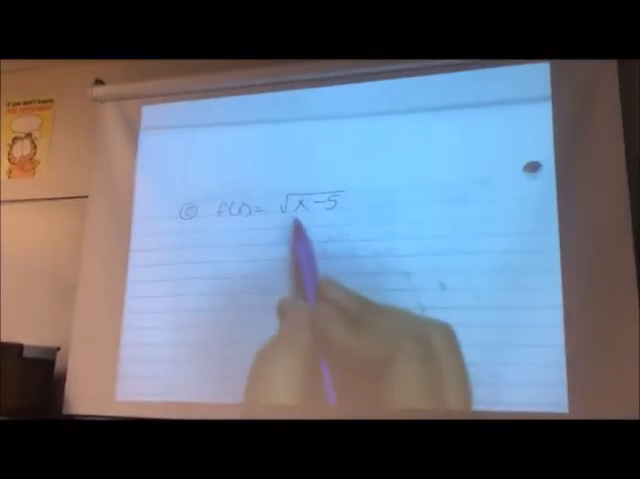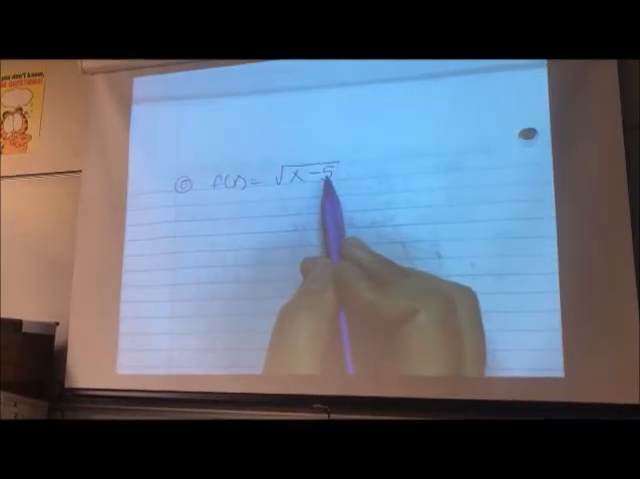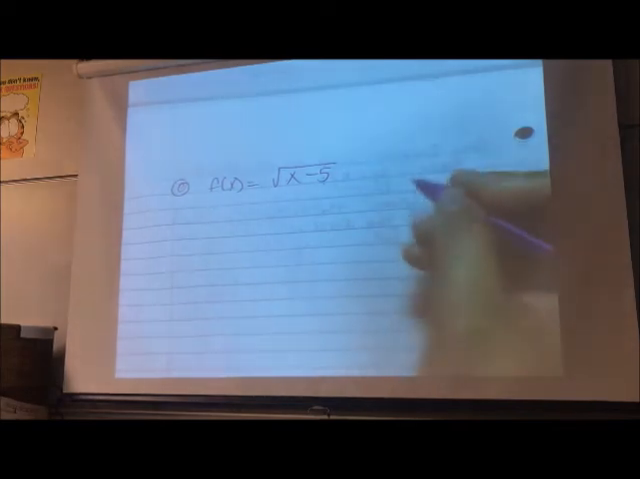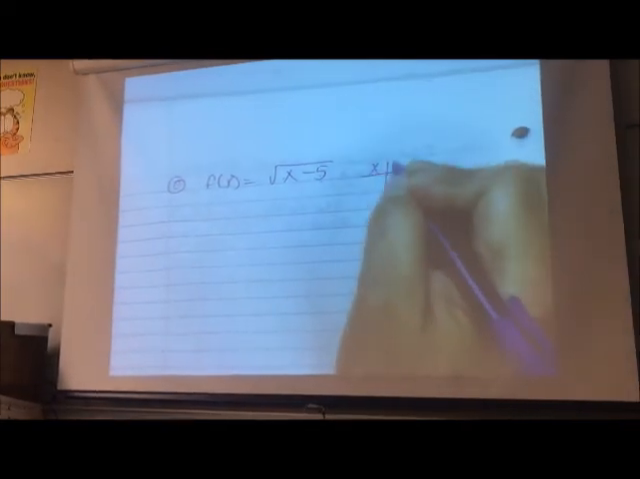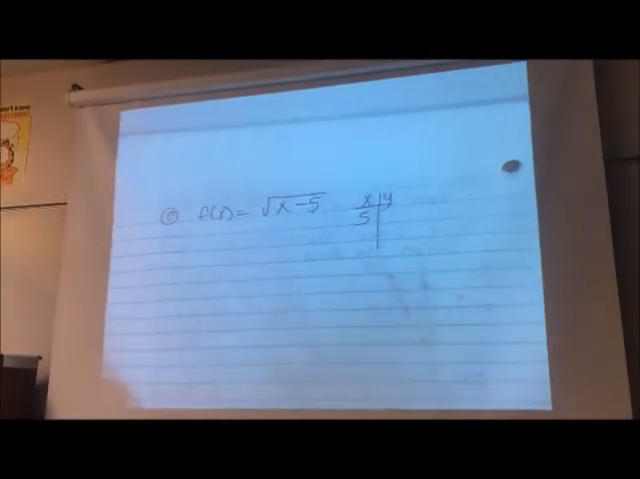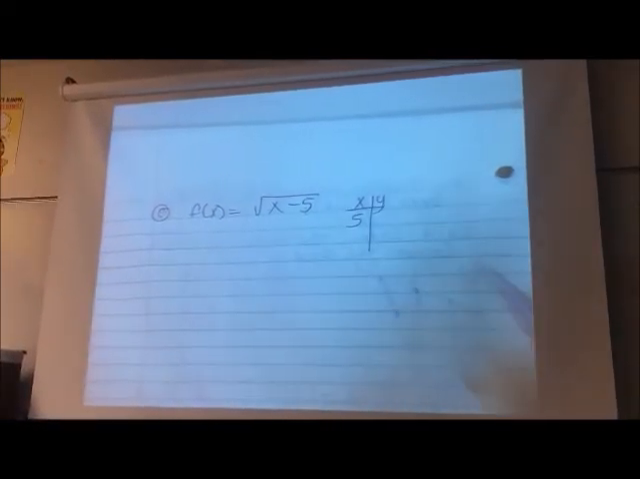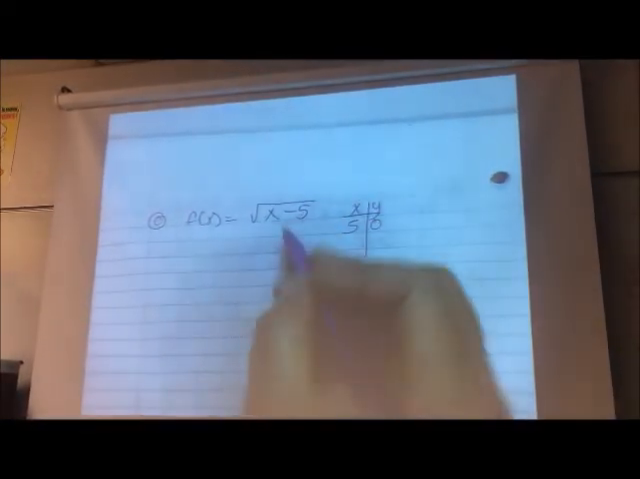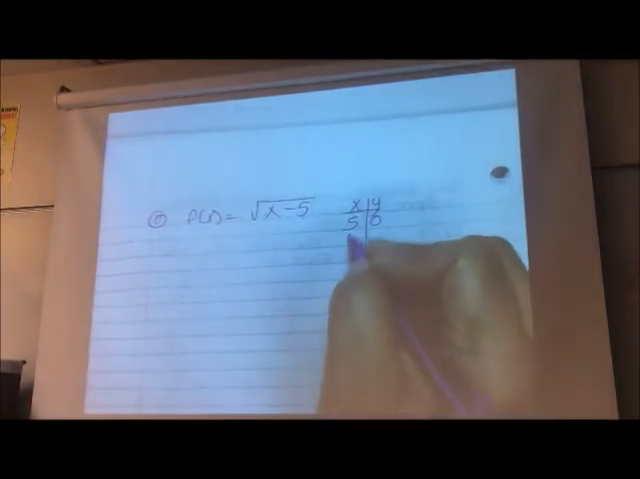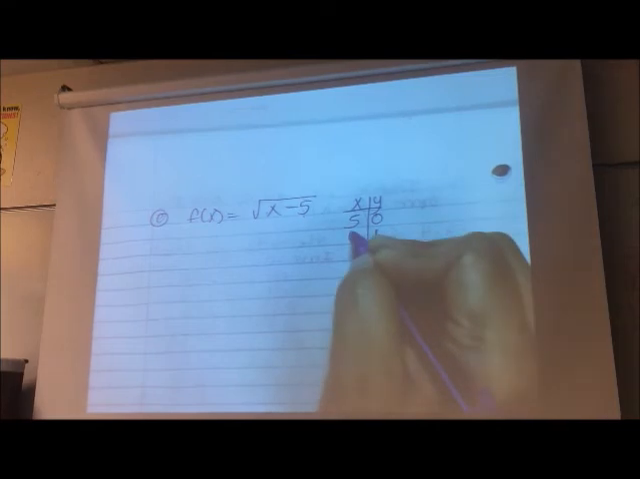If I put a 0 here, I end up with a negative 5. If I put a 4, negative 1. But what happens when I put a 5? 0. So I could start off with a 5. 5 minus 5, square root of that is 0. What happens when I put a 6? 6 minus 5 is 1. Square root of 1 is 1.